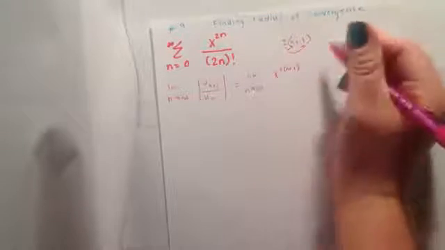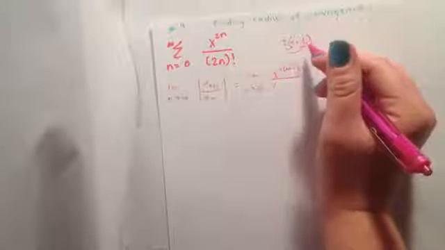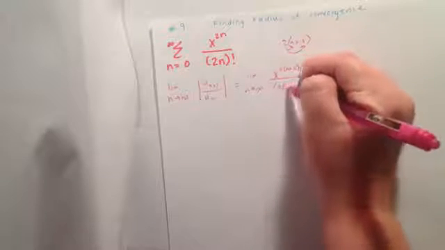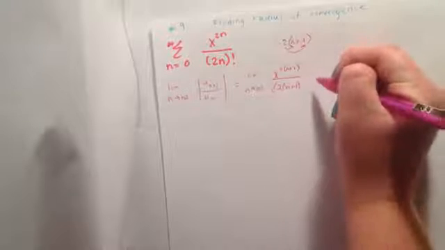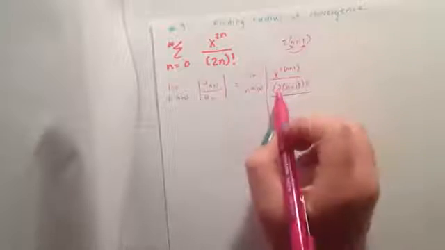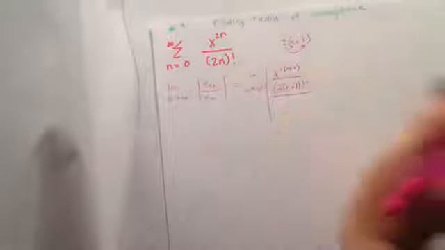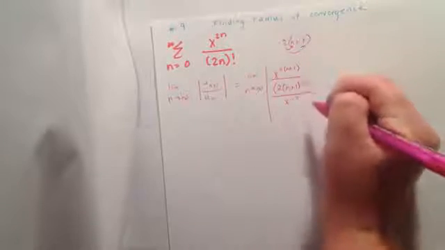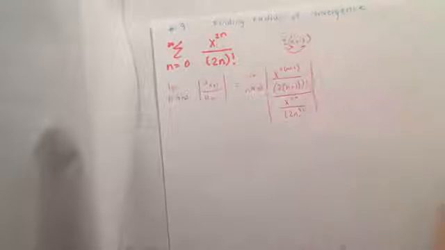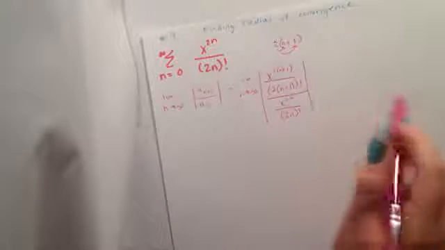Alright. So it's that over, same thing here. When you plug in n plus 1, you want to make sure you can see that you're distributing the 2. Alright, so it's 2 times n plus 1 factorial over the original function, x to the 2n over 2n factorial, absolute value. Now we're just going to simplify this a little bit and multiply by the reciprocal of this.